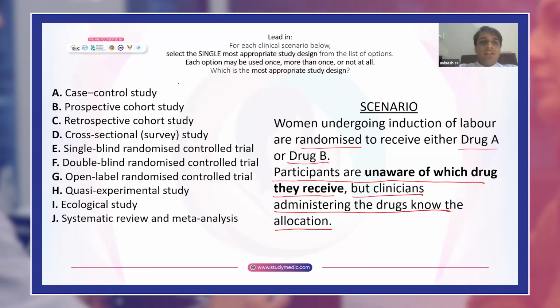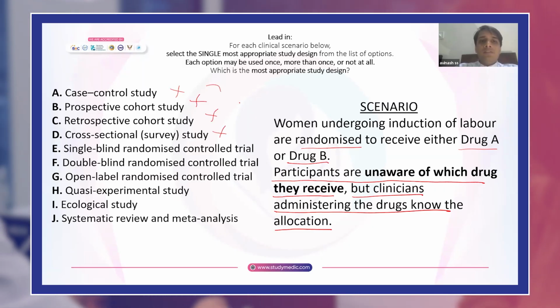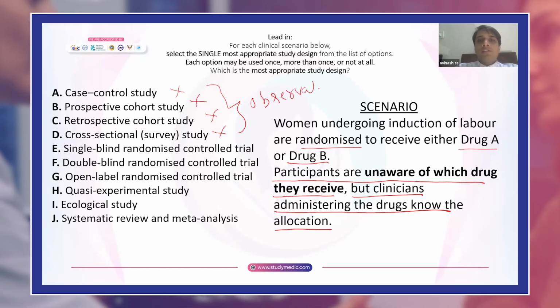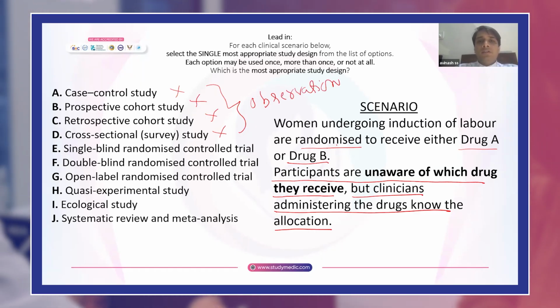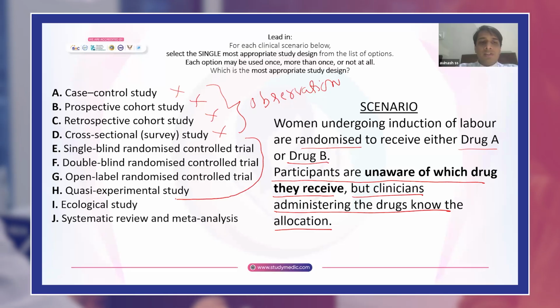Because there is an intervention, it cannot be case control, prospective, retrospective, or cross-sectional study design. These are all observational study designs, so they are not interventional study designs. Since there is an intervention to change the course of the outcome, it is usually an interventional study design. And these are examples of interventional study designs.